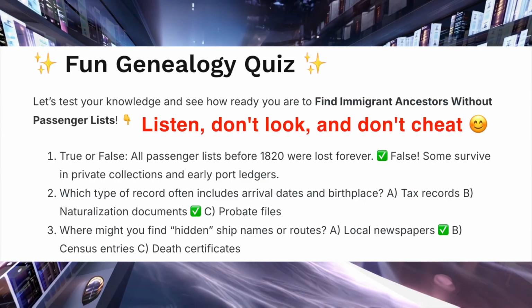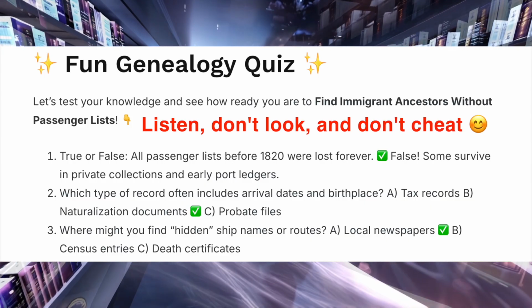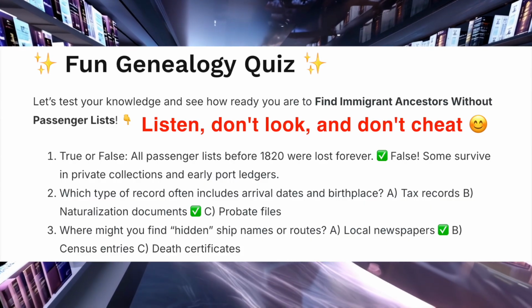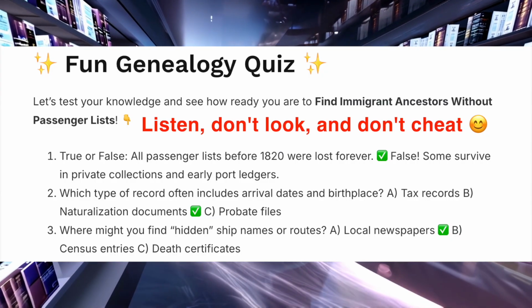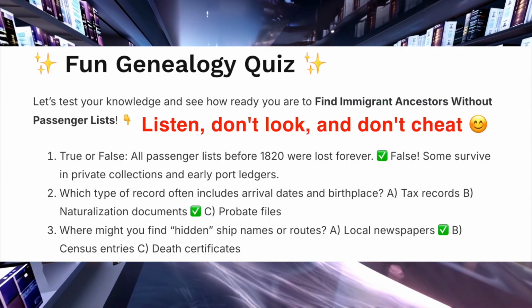Okay, are you ready? A, tax records, B, naturalization documents, or C, probate files? And the answer is B, naturalization documents. Okay, if you're 2 out of 2 so far, good on you. Pat yourself on the back and get ready for number 3.